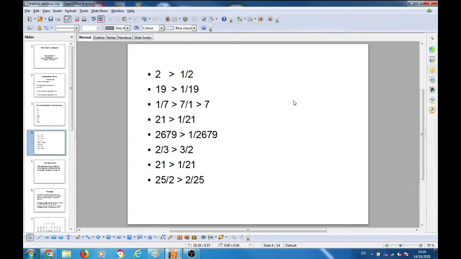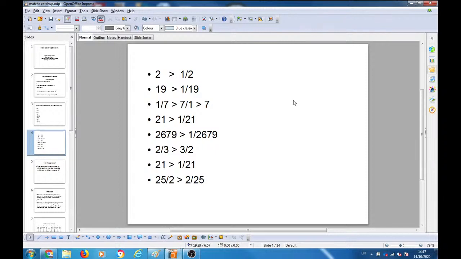Just to reiterate, we've got 2. It would be 1/2 if you've got 2. 19 is 1/19. 1/7 would be 7/1, and that would be de facto 7. So if you multiply 1/7 by 7, you get 1. Then you've got 21, which is 1/21, 2679 is 1/2679.